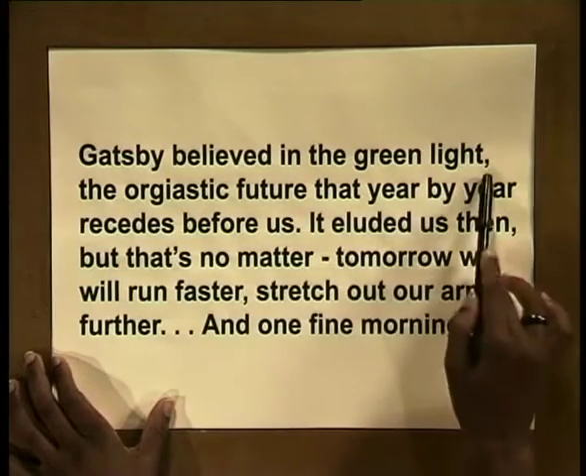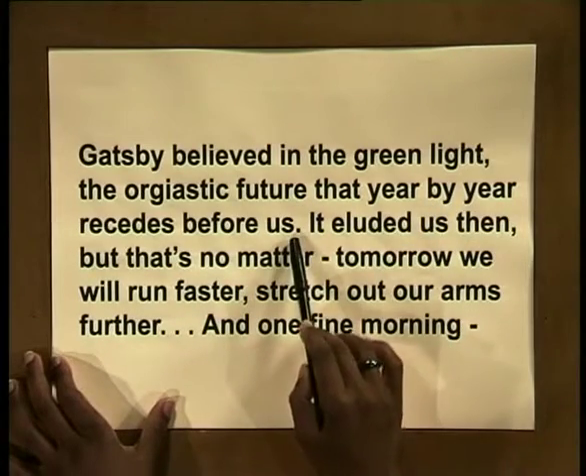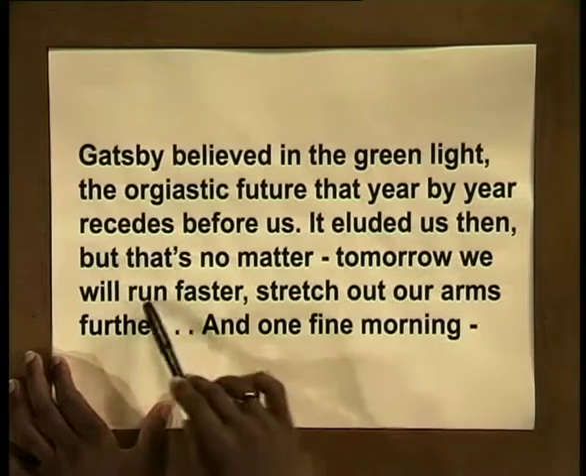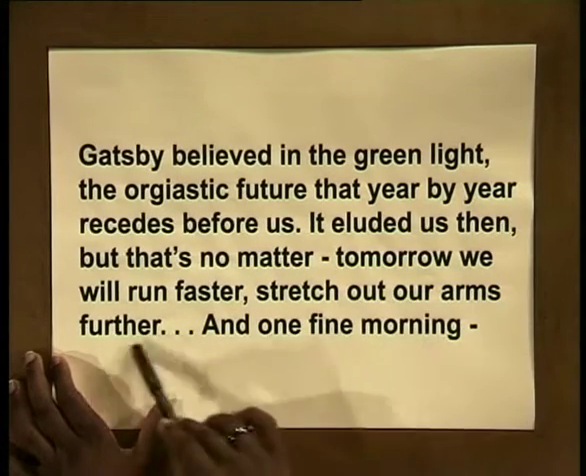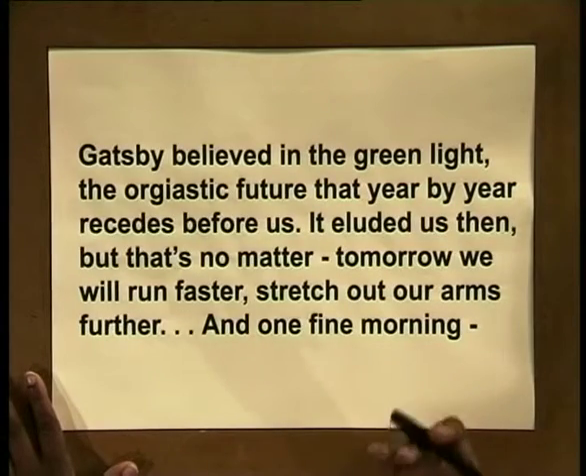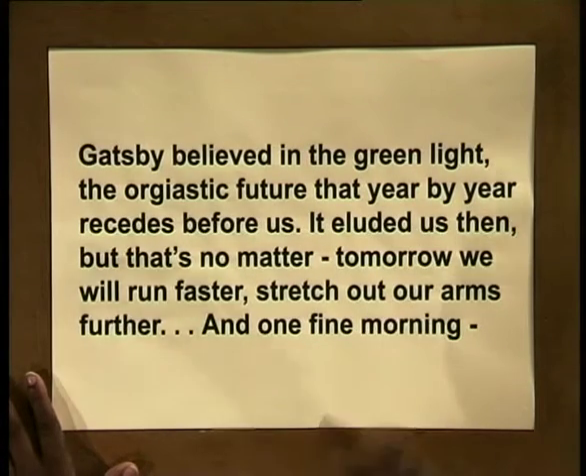"Gatsby believed in the green light, the orgiastic future that year by year recedes before us. It eluded us then, but that's no matter. Tomorrow we will run faster, stretch out our arms further. And one fine morning..." Here Nick includes a thought that applies to Gatsby and many readers. When he mentions the green light, he is referring to the belief that if you can see something and try hard enough to get it, you will. But in most cases, these objects that we unrealistically desire will elude us.